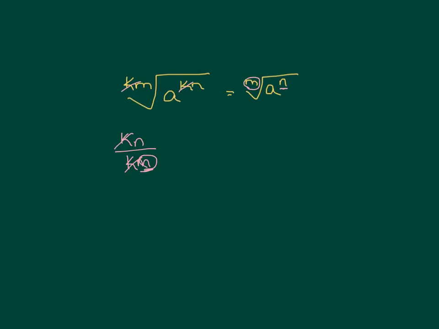Okay, so just a quick example with numbers would be if I had the 18th root of x to the 4th. So I could take 4 over 18, and that reduces to 2 over 9. So remember, my denominator is my index, so that would be the 9th root of x squared.